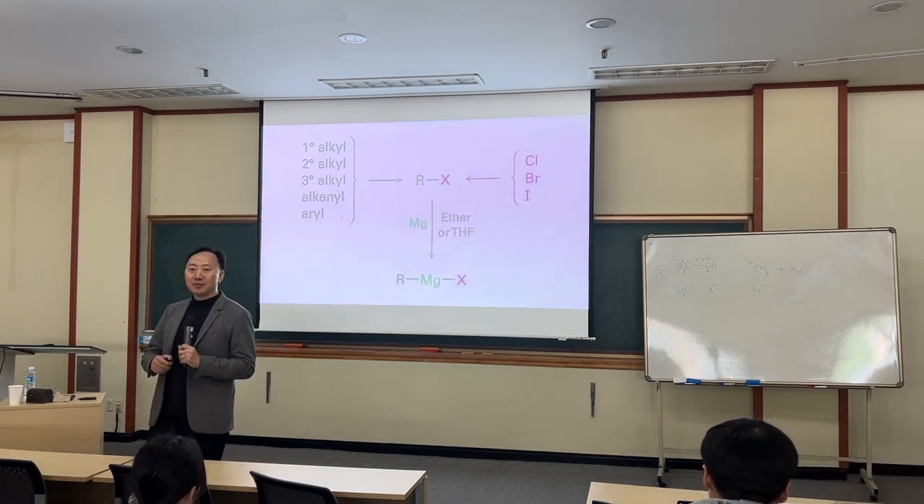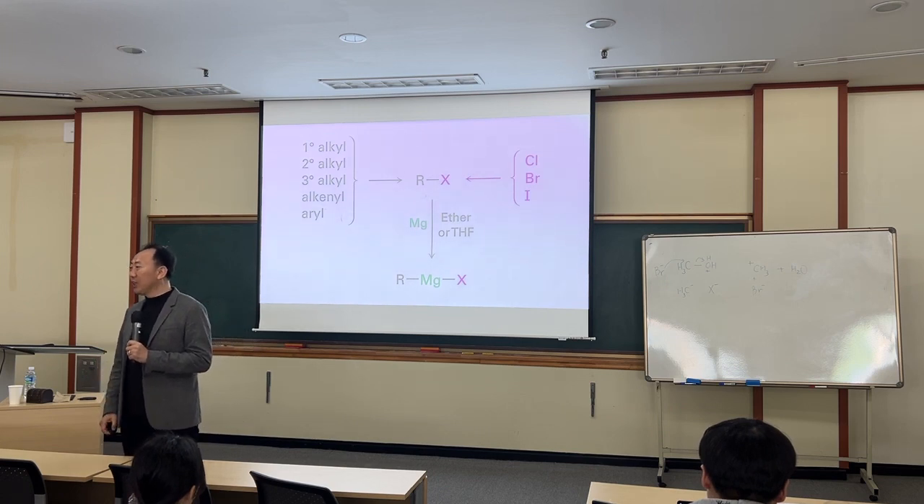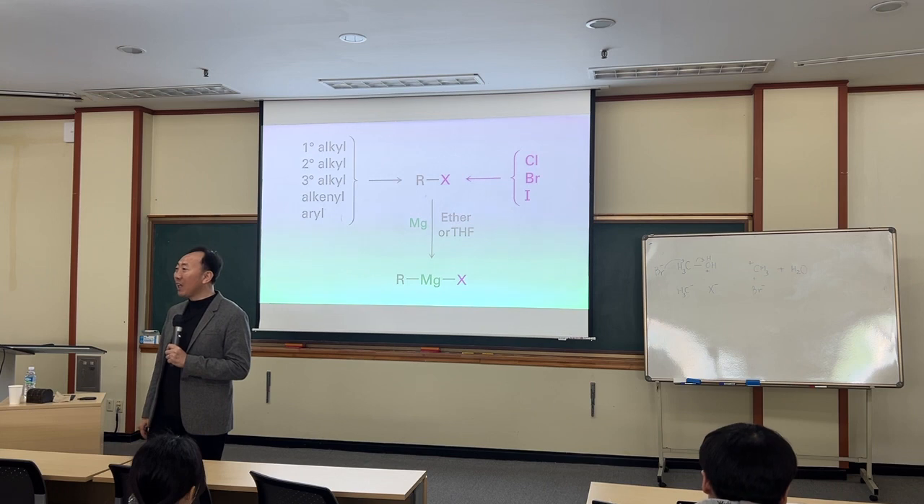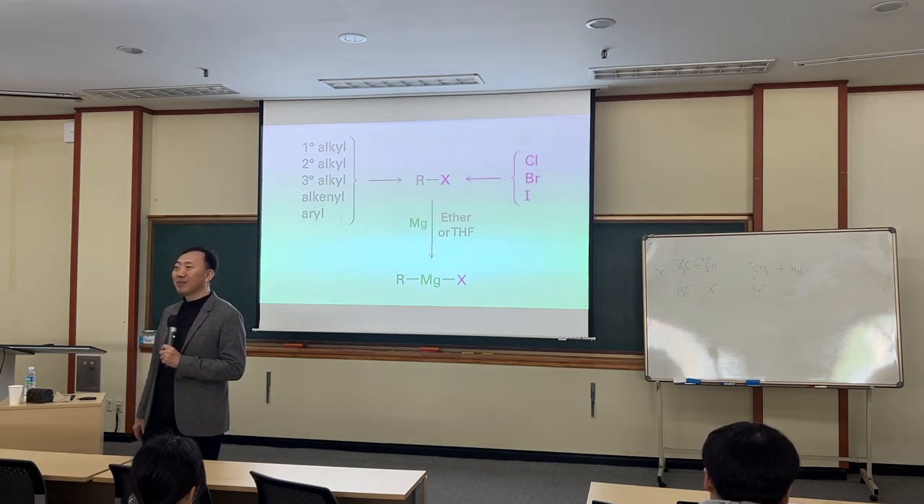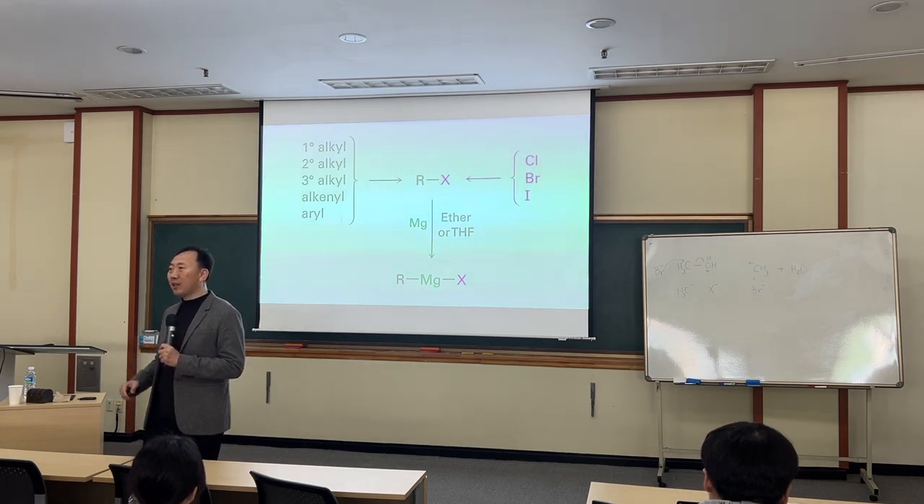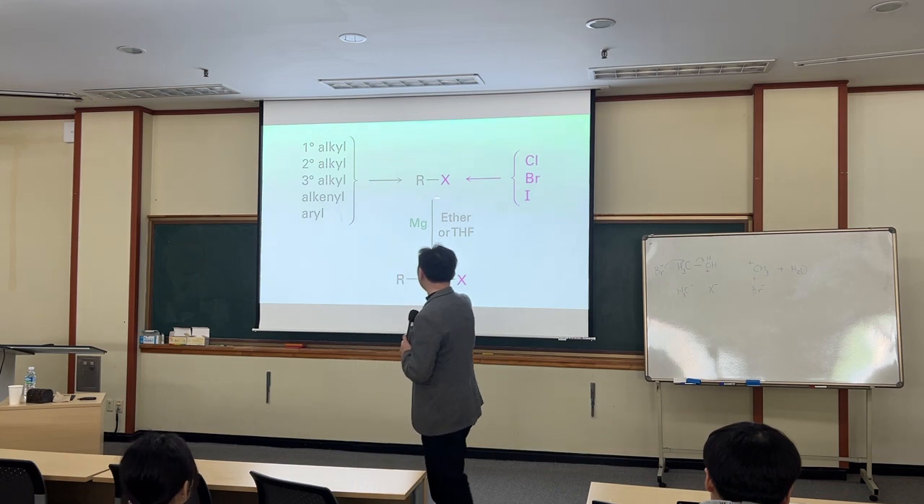Alkyl halide, carbocation to carbanion. How many electrons do you need? 2 electrons, right? One magnesium atom can provide how many electrons? 2 electrons, right? For conversion of one alkyl halide to carbanion, how many magnesium do you need? One magnesium. Okay. So this is alkyl halide.